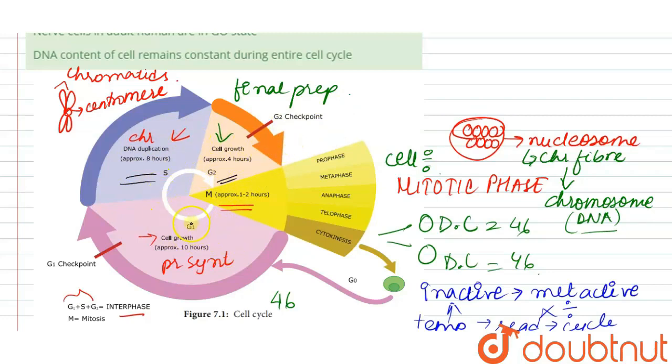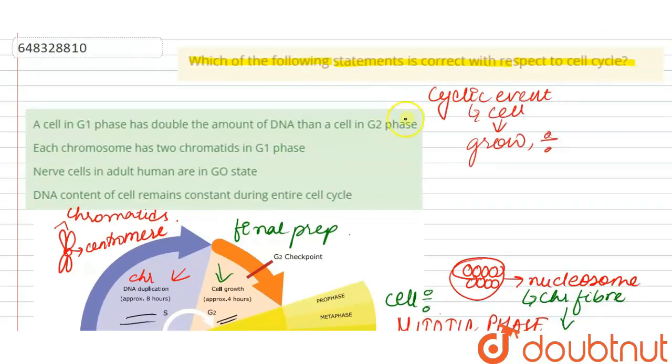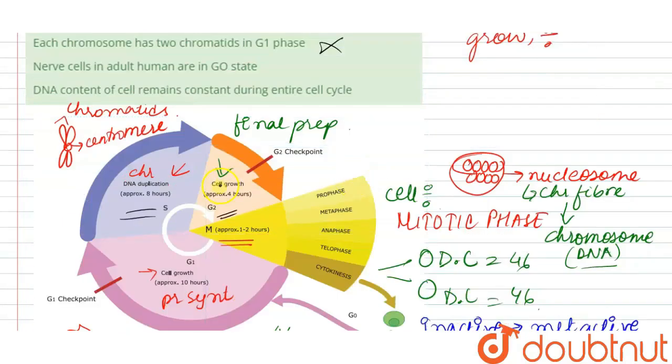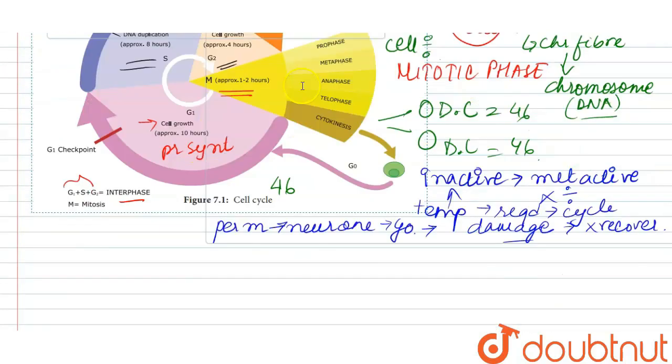So this is incorrect. Then it is said that each chromosome has 2 chromatids in G1 phase. This is also incorrect, because we know that only in S phase the chromosome is getting duplicated. So 2 chromatids at G1 phase is not possible. After S phase, we will see 2 chromatids, till G2 phase. The next sentence given is that nerve cells in adult humans are in G0 stage. I just discussed this, so this is a correct statement.